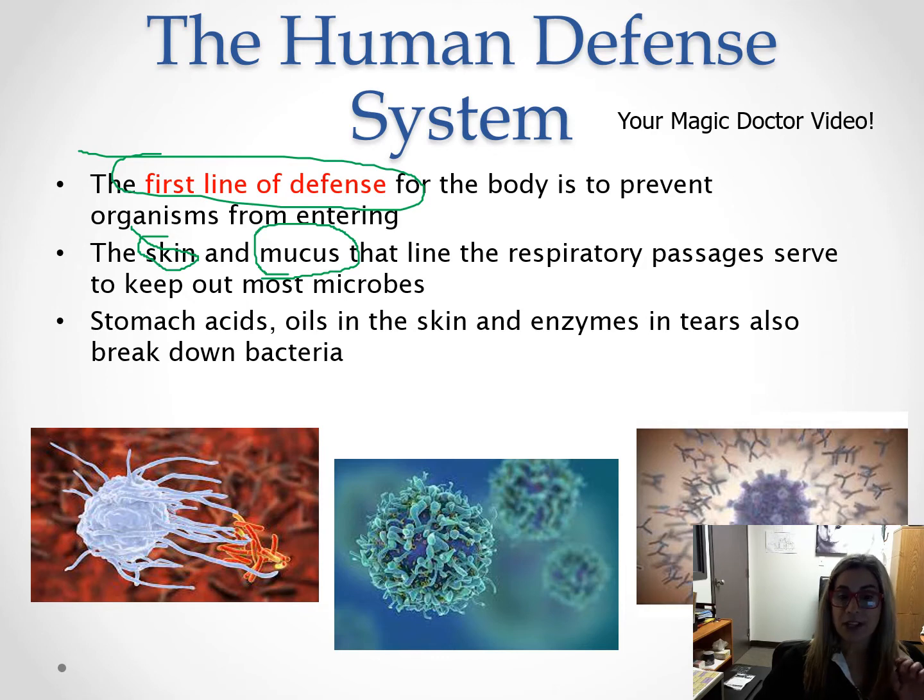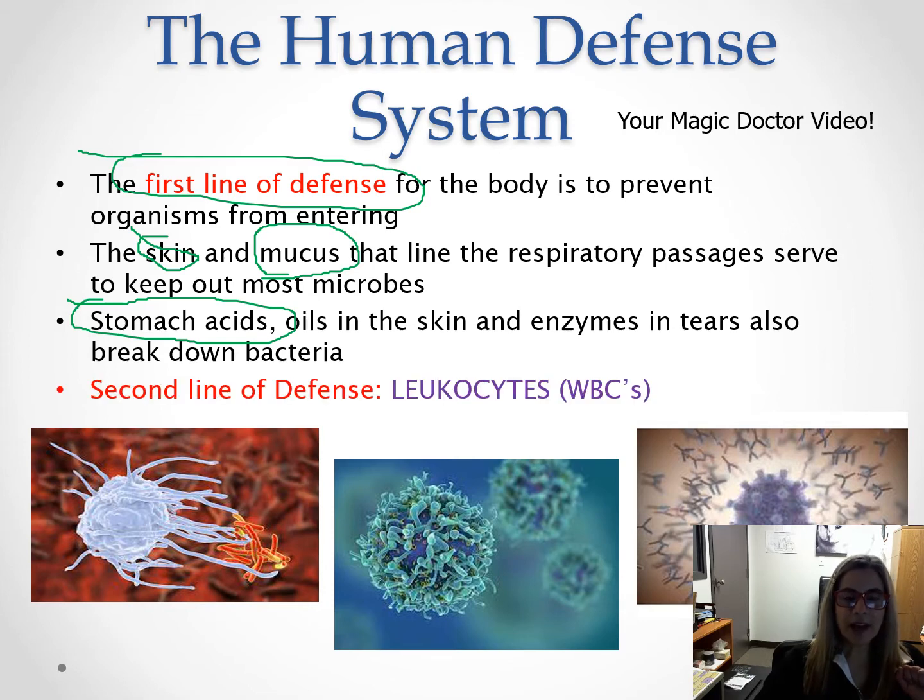So there's other things as well. If you think of stomach acids, we talked about hydrochloric acid being very inhospitable to bacteria, for example. So that helps us control a lot of pathogens before they can actually make us sick as well. The second line of defense is when that first line of defense fails.